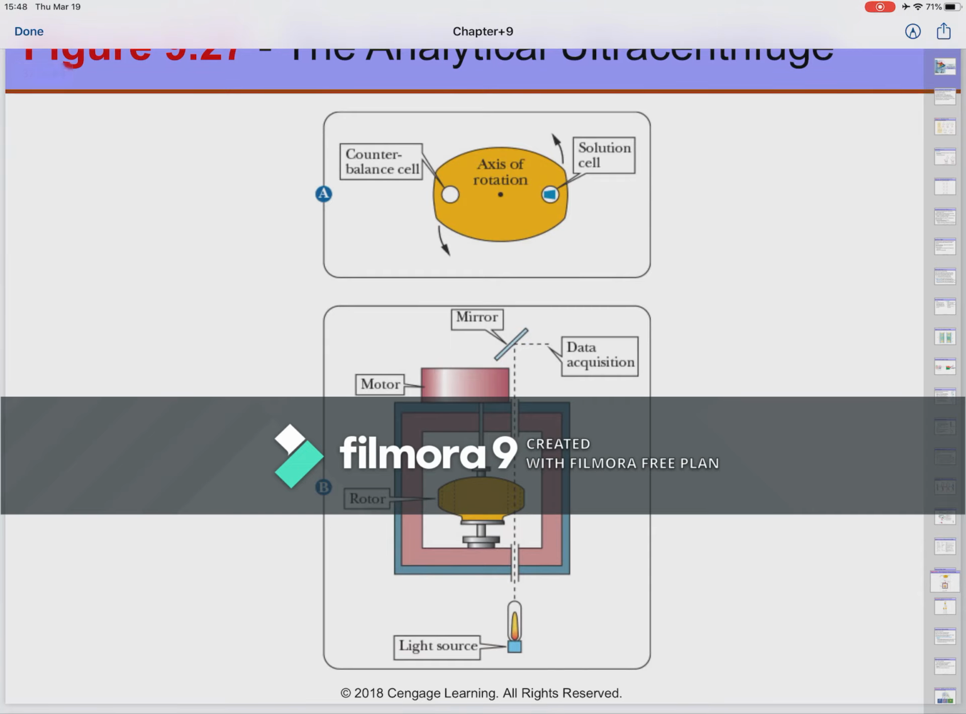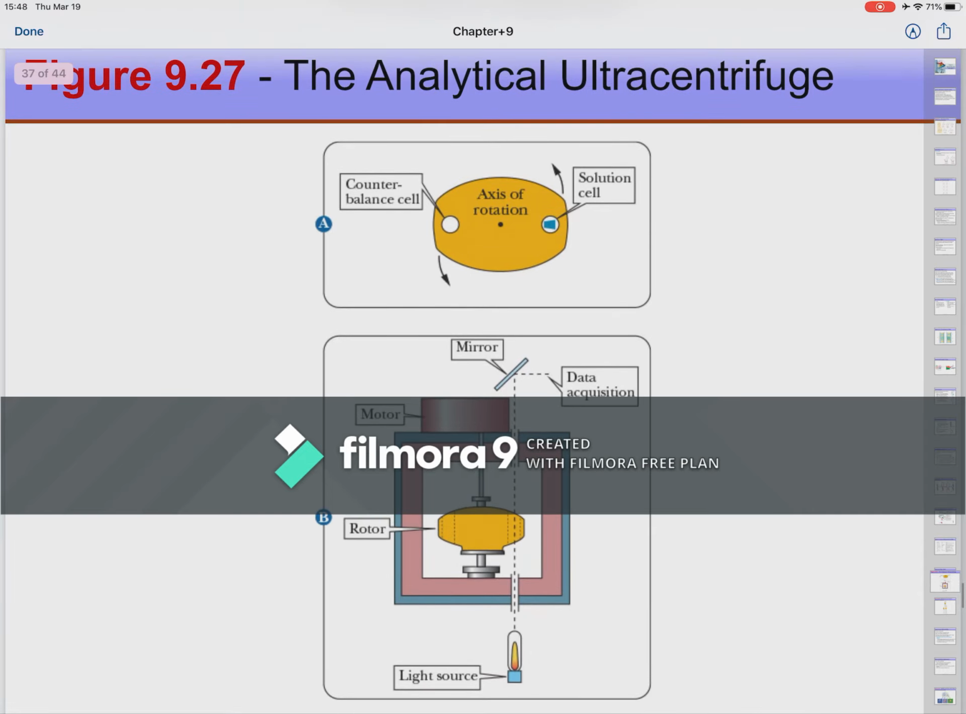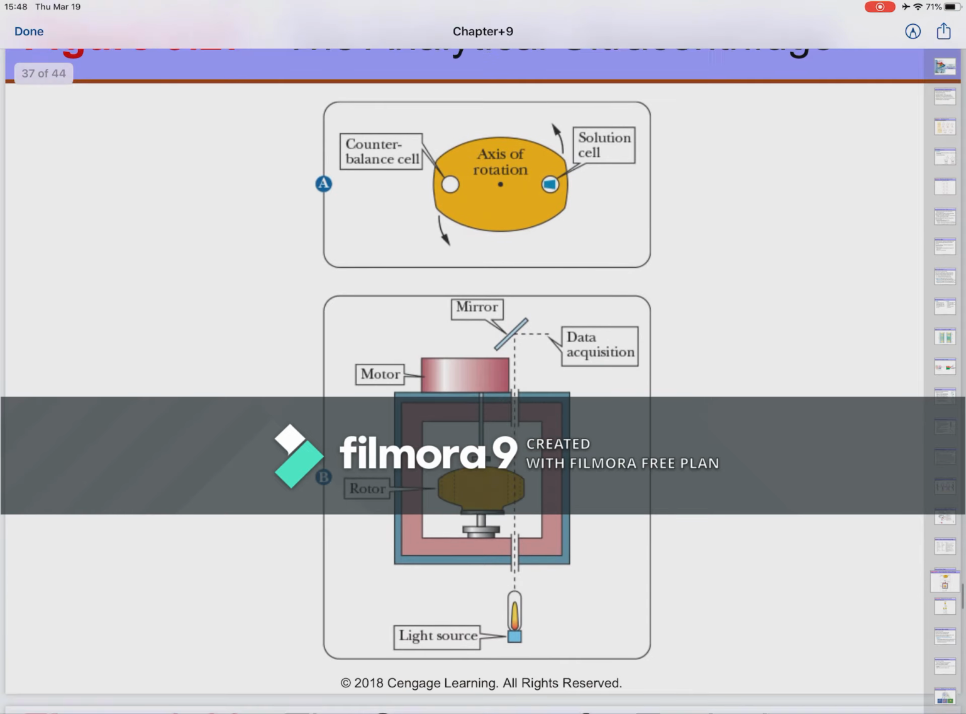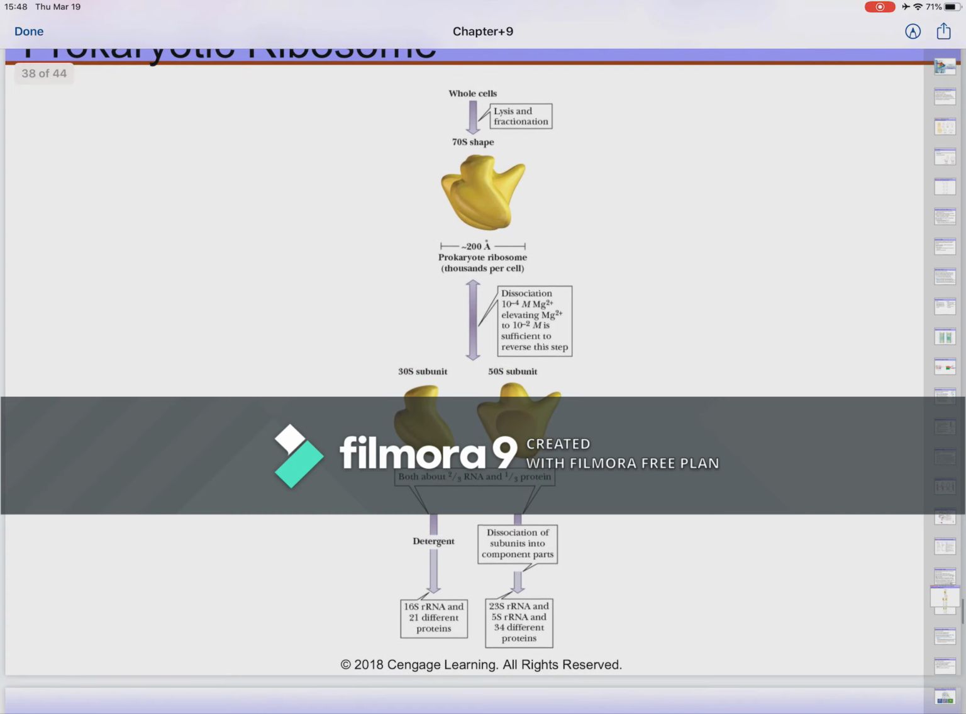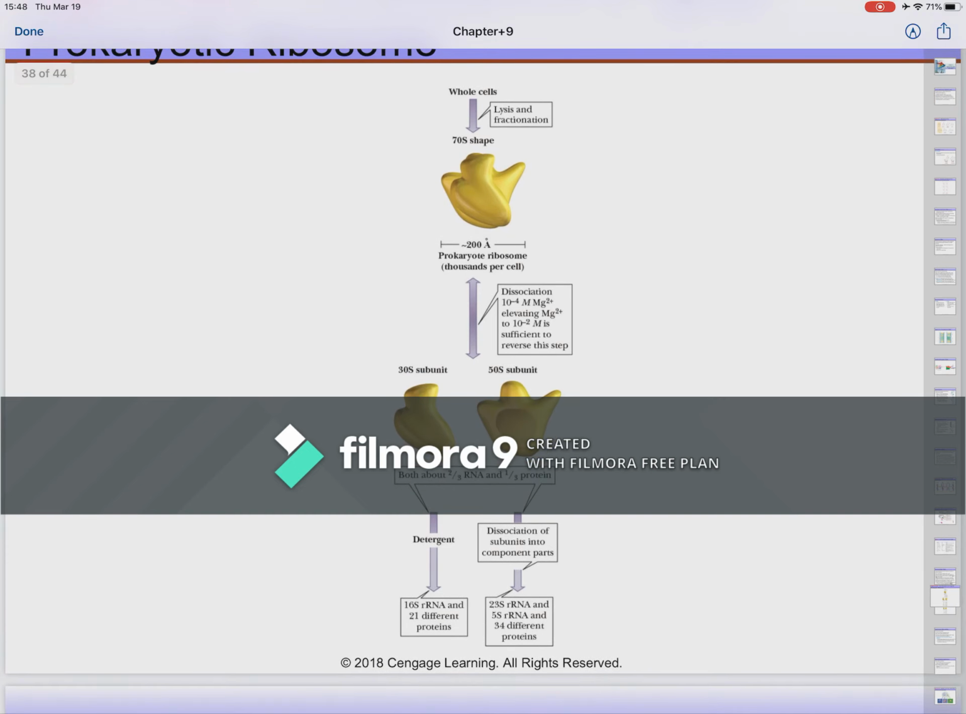Here's a little bit of that process: ultracentrifugation to get these ribosomal units to separate. And here's a prokaryotic ribosome. So here you can see we get this out from the initial homogenization and lysis of the cell, followed by fractionation. So now you've got the ribosomal units, and these you can subject to increased centrifugation.